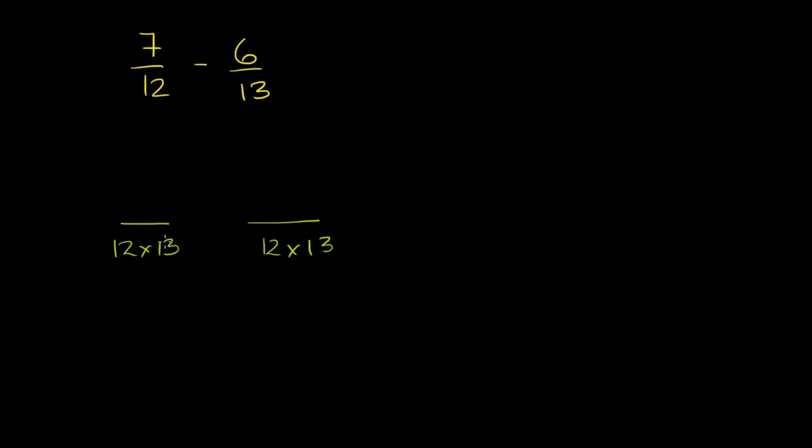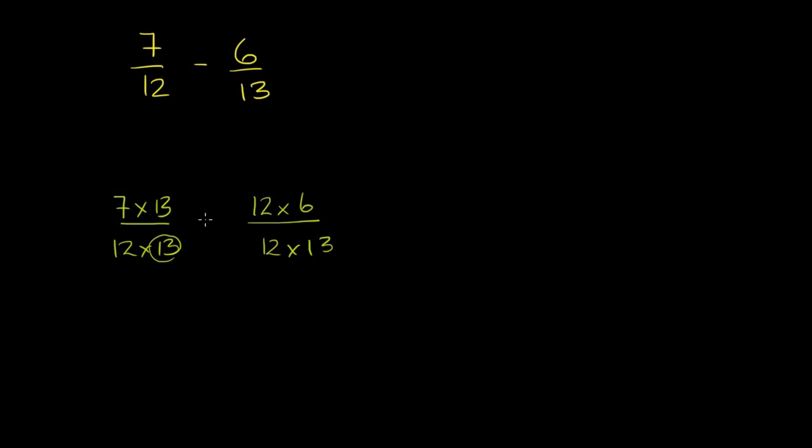But if we're multiplying the denominator over here by 13, we should also multiply the numerator by 13. So this should be 7 times 13. And over here, if we're multiplying 13 times 12, we should also multiply the numerator times 12. So 12 times 6. So notice we haven't changed the value of either fraction. This is 7/12 times 13 over 13. This is 6/13 times 12/12, or 1.